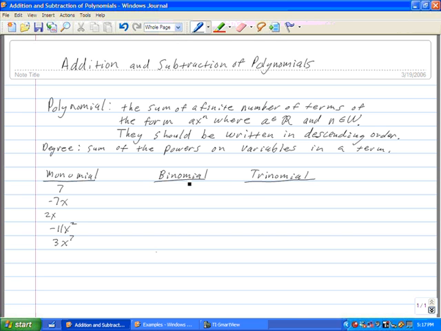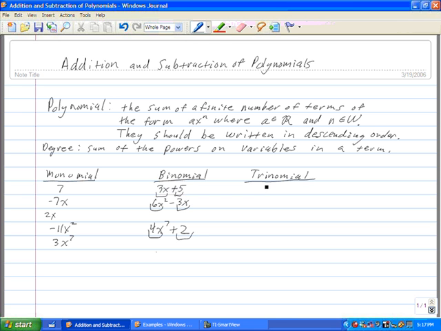Bi is a prefix that means 2. So a binomial will have 2 terms. 3x plus 5 is a binomial. Here's your 1, 2 terms. Again, terms are separated from one another by addition. So, another example would be a 6x squared minus 3x. That would be a binomial. Here's your 1, 2 terms. A 4x to the 7th plus 2 would be a binomial. Here's your 1, 2 terms.